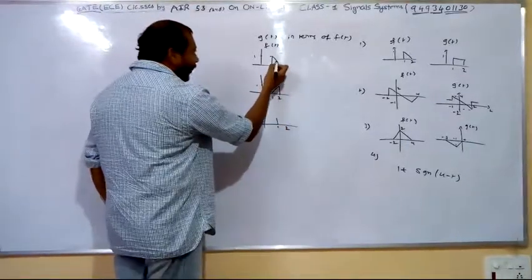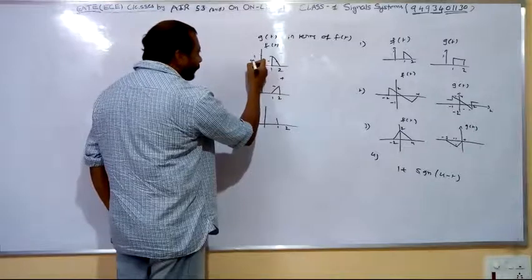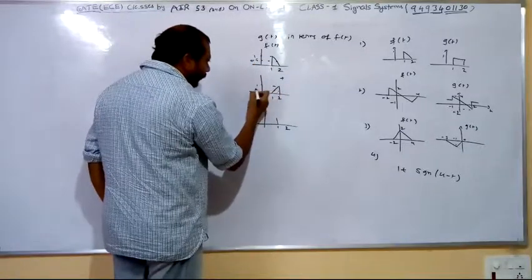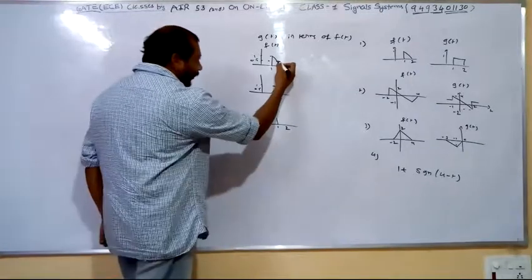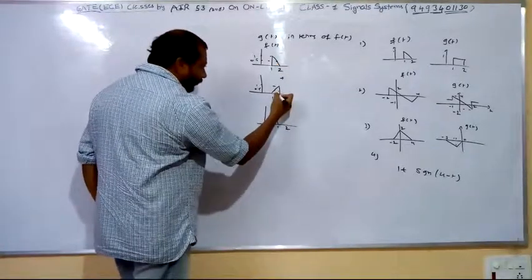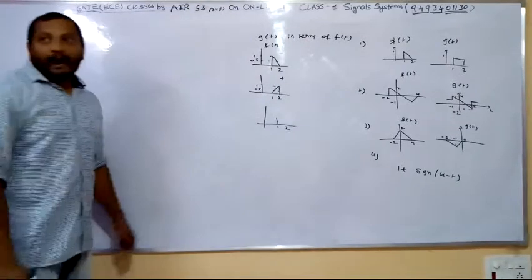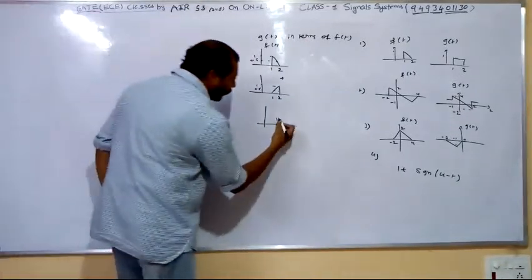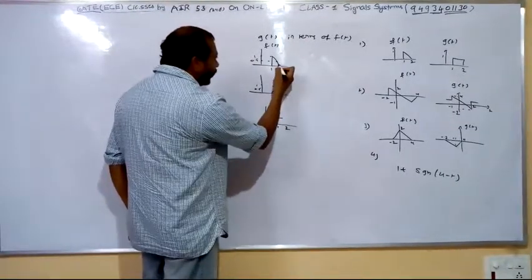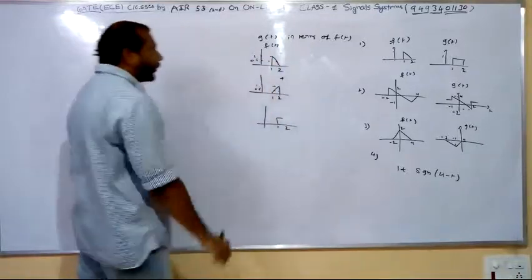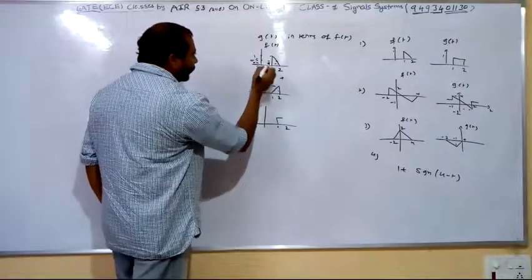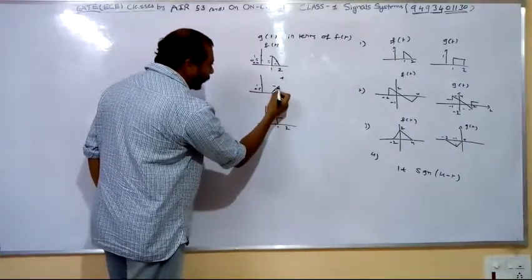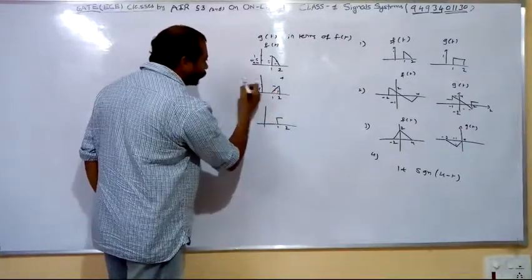If you consider the middle of the signal, the corresponding amplitude is equal to 0.5. Here also the amplitude is equal to 0.5, and the corresponding time is equal to 1.5. By adding these two, you have 1 only. Suppose you consider the value here close to 2, that is 1.9. At 1.9, here the value is equal to 0.2, and the corresponding value here is equal to 0.8.